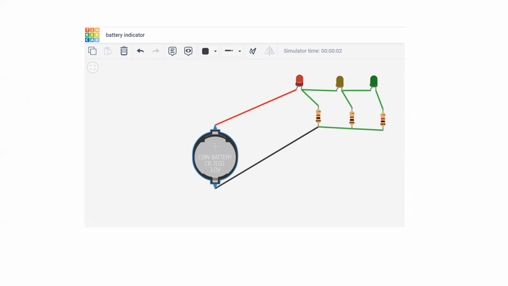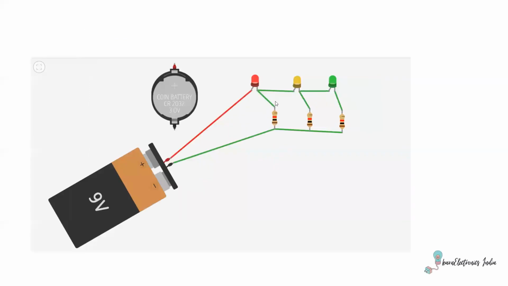If you can see this simulation, when I give a 3-volt battery, only one LED is glowing, the red LED, right? The other 2 LEDs are not glowing, which means the battery has 3 volts. Next, when I connect a 9-volt battery, you can see all the 3 LEDs glowing, which means the battery is full.